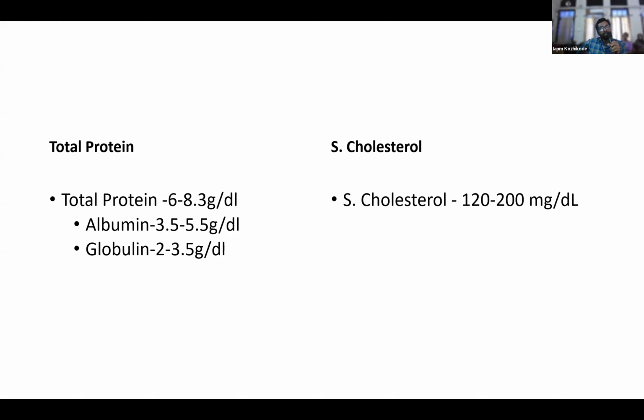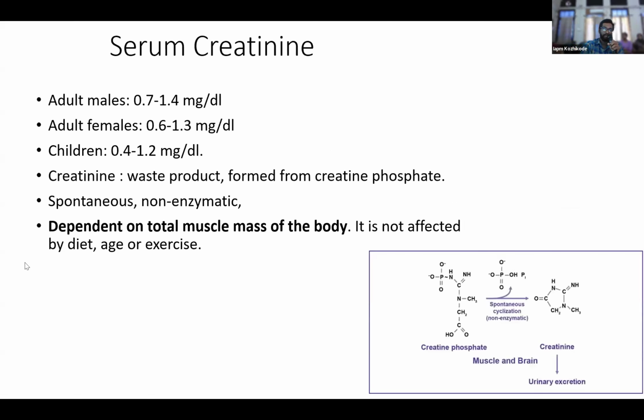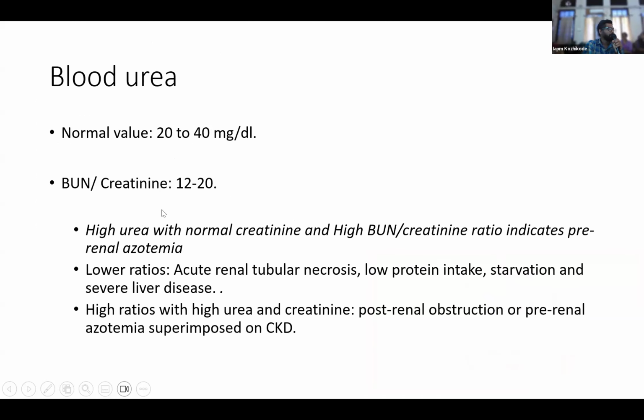And why is it important? Because in nephrotic syndrome, you are going to have hypoalbuminemia. That is one factor. And if you are having something like plasma cell dyscrasia, an A/G reversal can give you a hint into the diagnosis. Already we have talked about the hypercholesterolemia in nephrotic syndrome. Now, coming to serum creatinine, normal levels are, say, 0.7 to 1.4 in males and 0.6 to 1.3 in females. There are various factors involved, including age and muscle mass.